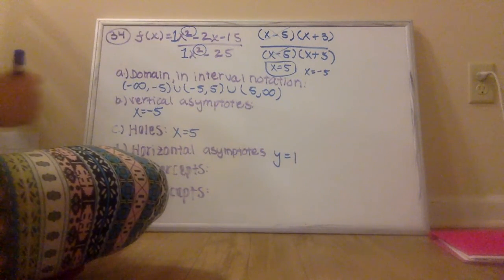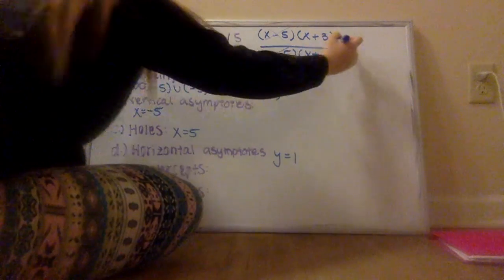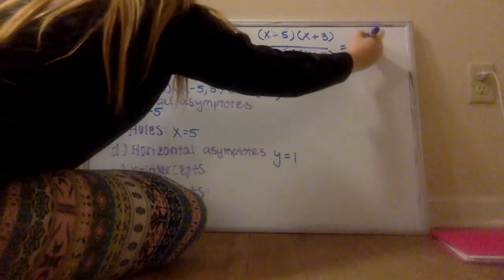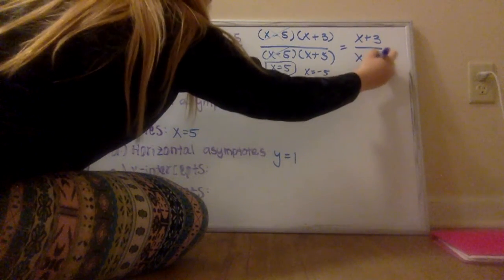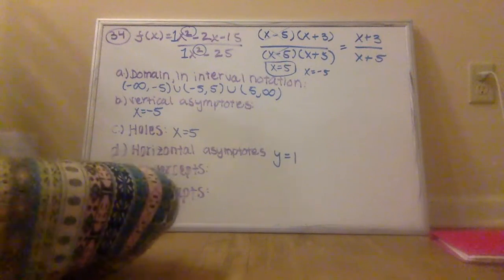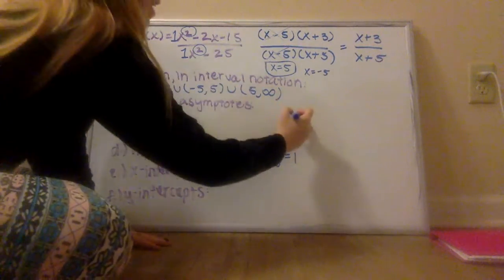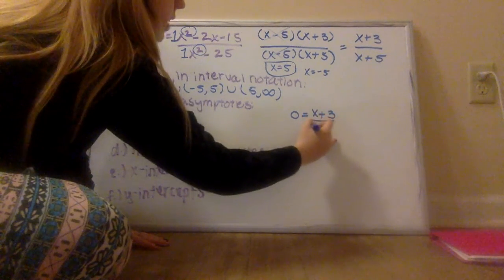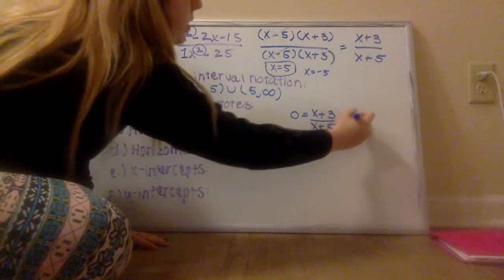And then for our intercepts, we know that what we're left with after we've factored out, our f of x, is now equal to x plus 3 over x plus 5, which is going to make finding our x and y-intercepts way easier. Alright, so for our x-intercept, that's when we set y equal to 0, so then we have 0 is equal to x plus 3 over x plus 5. So we're going to multiply by x plus 5 on both sides.